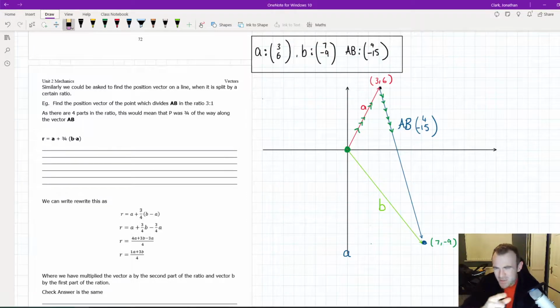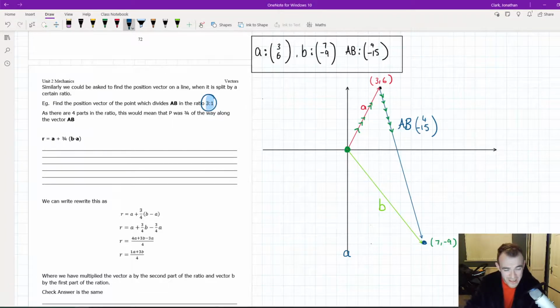Hey everybody, this is page 73 now, and we're talking about finding a position on the line when it's split into a certain ratio. So we just did midpoints, which was the halfway point, and now we're going to look to split it into the ratio 3 to 1.